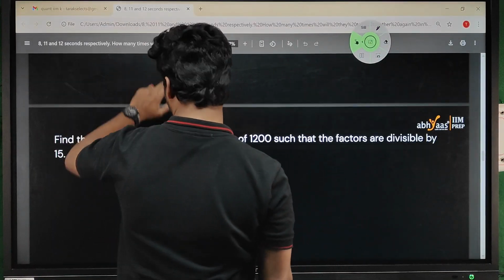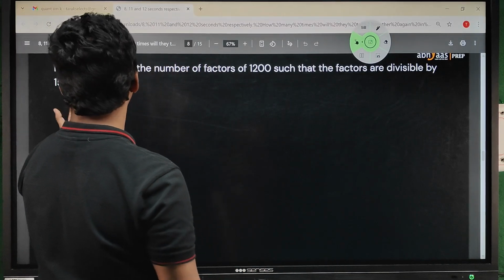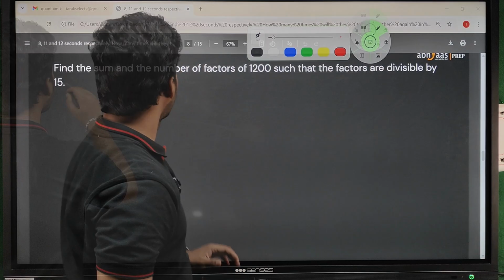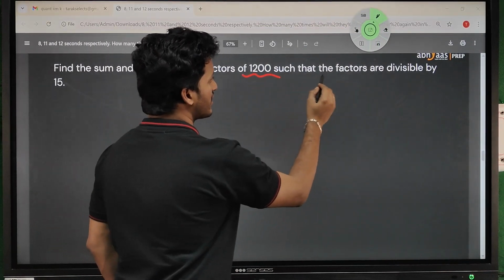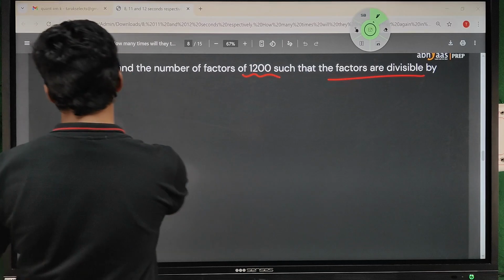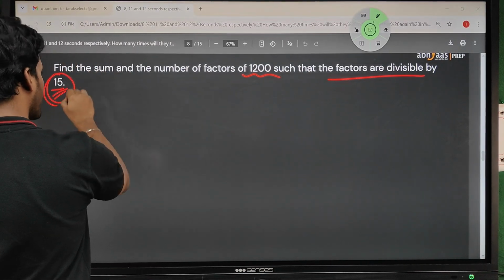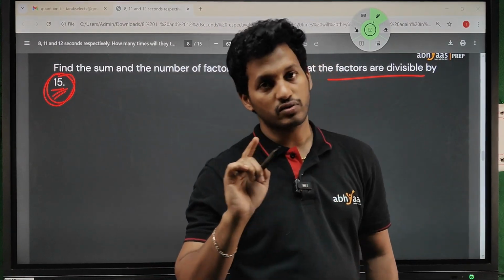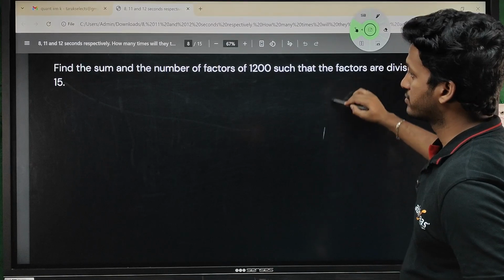So in the next model, on the same model, different things are possible. Yeah, this is another type in this model. In this problem, find the sum and the number of factors of 1200 such that the factors are divisible by 15. So remember, you are finding the factors which are divisible by 15. Remember that you have to take it from 1200 only. So solve this problem and comment your answers in the comment box.